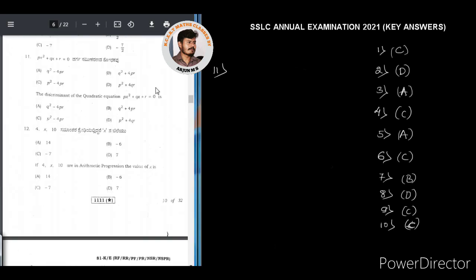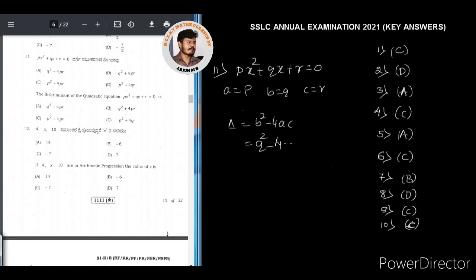11th question: the discriminant of the quadratic equation px square plus qx plus r is equal to 0. In place of a, b, c, they are given p, q and r. Here a is equal to p, b is equal to q, and c is equal to r. We know that the discriminant delta is equal to b square minus 4ac. In place of b, we have q, so q square minus 4 into, in place of a we have p, and in place of c we have r. So the final answer is q square minus 4pr.